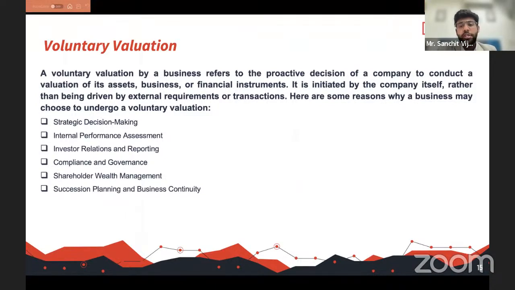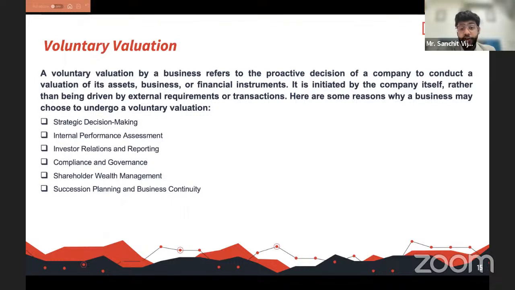The first is strategic decision making. A voluntary valuation can provide valuable insight to support strategic decision making within the company. By understanding the current value of the business, the company can make informed decisions about resource allocation, capital investments, and expansion plans. The second is internal performance assessment. Companies may opt for voluntary valuations to assess their internal performance and financial health. It can help identify the strengths, weaknesses, and areas for improvement within the company.